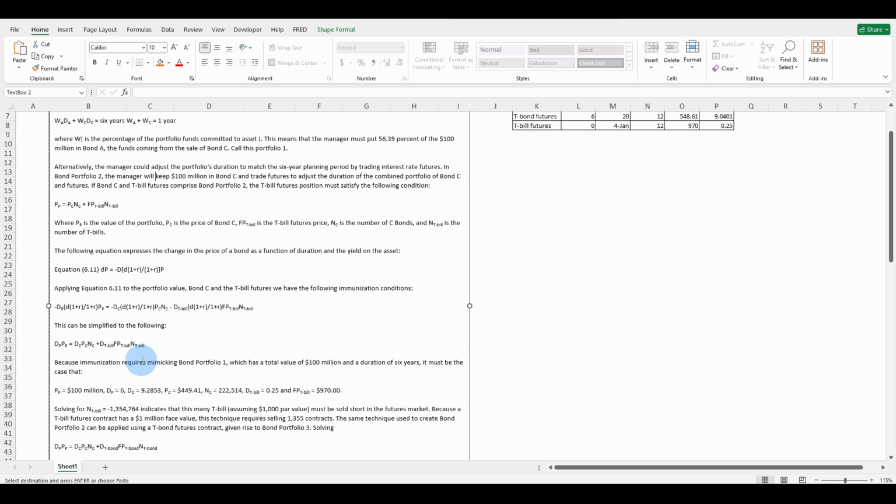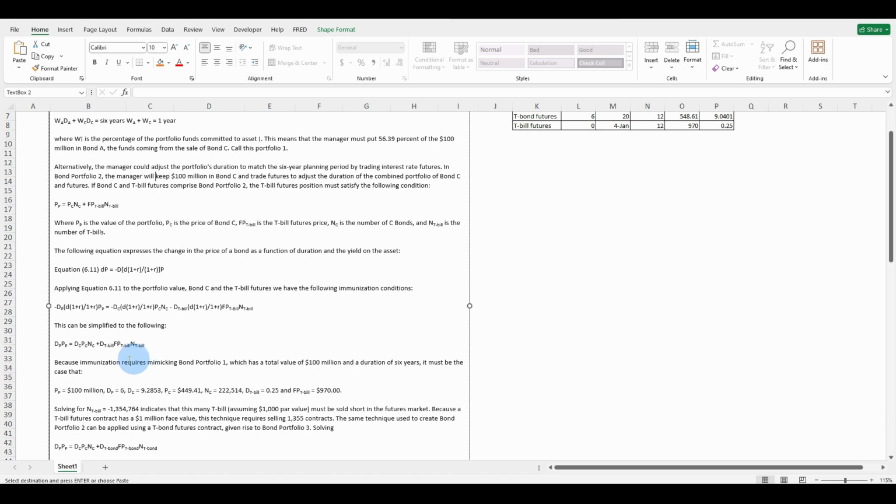Solving for N_T equals negative 1,354 indicates that this many T-bills, assuming $1,000 par value, must be sold short in the futures market. Because a T-bill contract has $1 million face value, this technique requires selling 1,355 contracts.